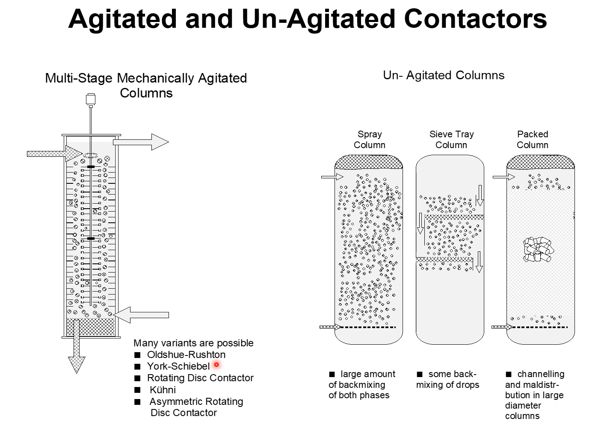They include the old Scheibel Rushton column, the York Scheibel column, the rotating disc contactor or RDC, the Kühni column, the asymmetric rotating disc contactor. There's another class of contactors that are unagitated. There could be a spray column, but a spray column will have a high degree of backmixing and is not to be recommended for industrial applications unless the staging requirements are not severe, and a single well-mixed stage is sufficient for extraction purposes.